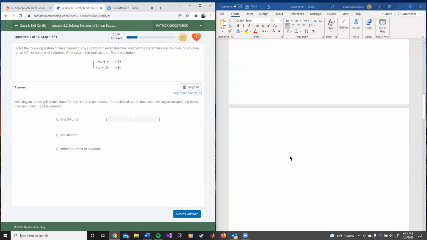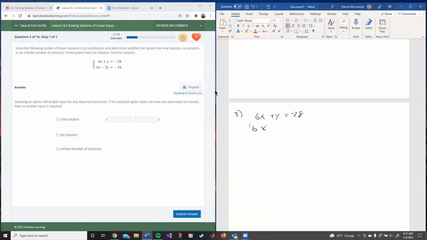All right. Let's do problem 3. Working right along here. Okay, so number 3, same type of idea. We're going to solve the system of equations. So our system here, this is number 3, is 6x plus y equals negative 28. And 6x minus 2y equals negative 16. So hopefully by now you can see I'm going to choose this top equation and solve it for y for my substitution because it's easiest. So y equals negative 6x minus 28. So there's my substitution.